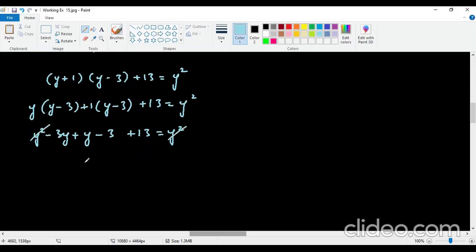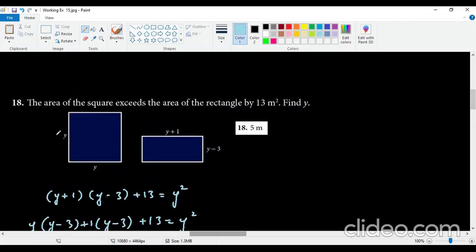Minus 3y and plus y is going to give you minus 2y, and this is going to give us a 10 equals 0. That means minus 2y equals minus 10. These two minuses are going to be cancelled. y equals 10 over 2, which is 5. Now try to get this answer. y equals 5. So if it is 5, this is also 5.